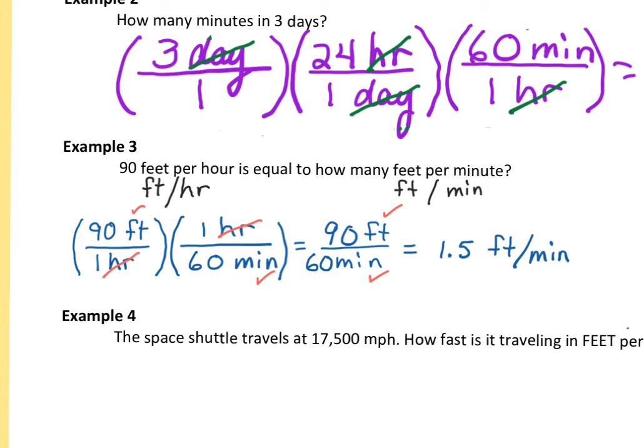Now, if you want to do more work by hand on this, yes, you can look at this 90 feet and 60 minutes. And at this point, you can say, well, let me cancel this. 10 goes into 90 9 times. 10 goes into 60 6 times. That means that at this point, we would have had only 9 over 6 instead of 90 over 60, but our final answer would be the same. Let's move on to example 4.